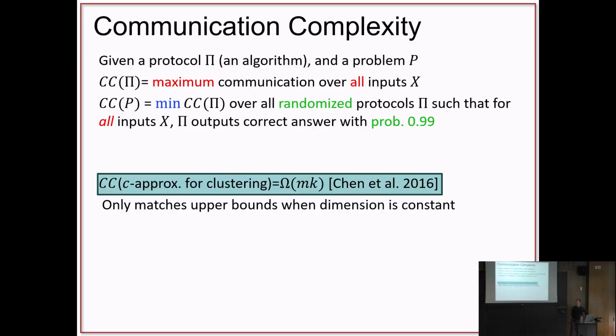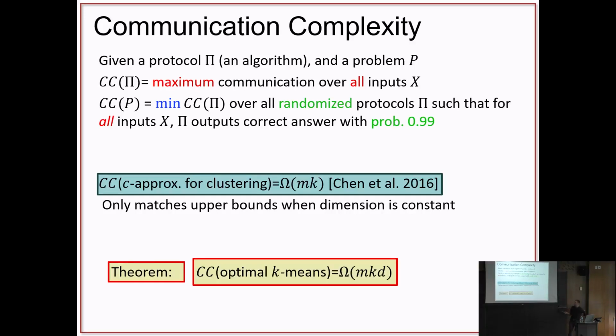Okay. So what we show is, for our result, we do assume we need to find the optimal k-means, but we get a dimension-dependent lower bound. We show that we need mkd bits to output the optimal k-means solution. And this is for Euclidean space.